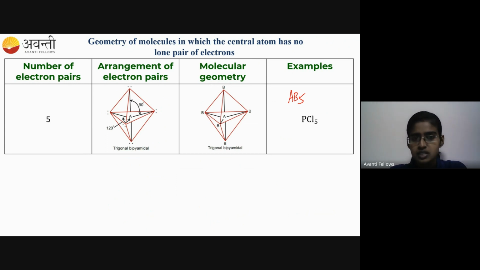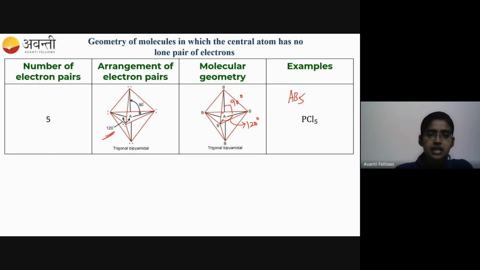So one is between this. There is a plane and 1 chlorine is above, right? So this plane and the chlorine which is above, they will form 90 degree. So here it is 90 degree. And if you take this trigonal plane, all BAB bond angles will be 120 degree. You can see here, it is 120 degree. Okay, 2 different types of bond angles. So 2 90 degree and 3 120 degree angles you can find here.